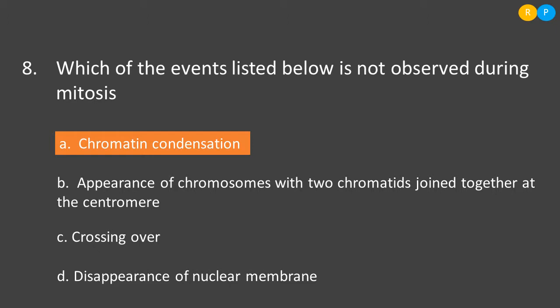Then option C, crossing over. Crossing over actually does not take place in mitosis. Clear? It is an event of meiosis. Then option D, disappearance of nuclear membrane. Before the cell division takes place, the nuclear membrane needs to disappear, so this can also be seen during mitosis. Clear? So the correct answer here is option C, crossing over, because it does not take place in mitosis.